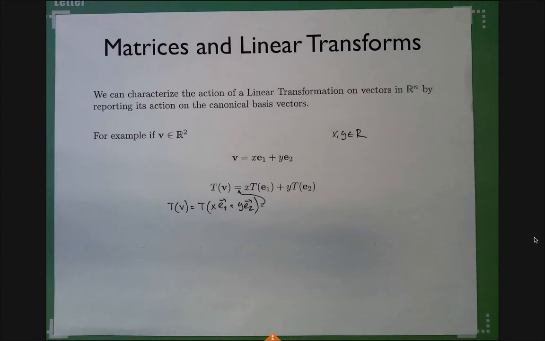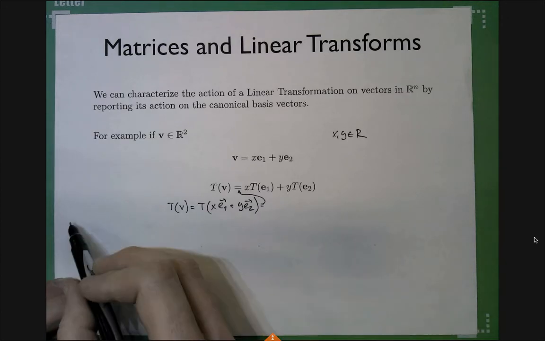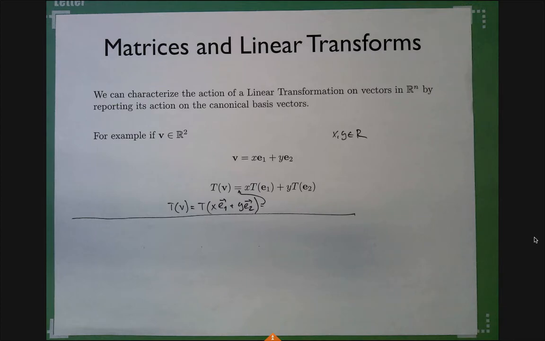So it means that to completely understand the transformation, all I need to do is understand what it does to the standard basis vectors. Okay? And it turns out this is very close to the idea of a matrix. Maybe let me first just write how the generalization to Rn would look like. I guess that's sort of straightforward if you think about it.